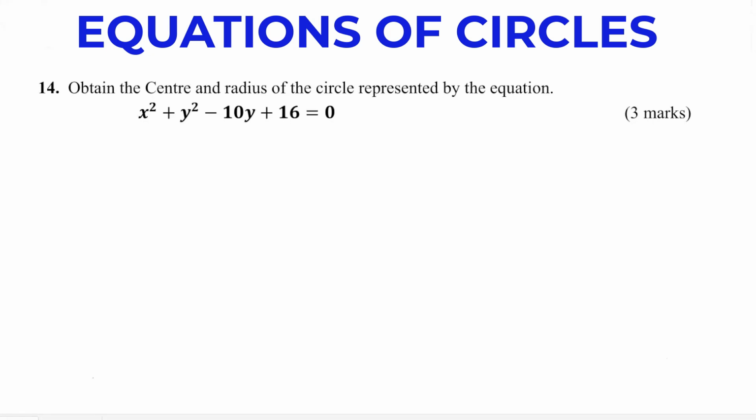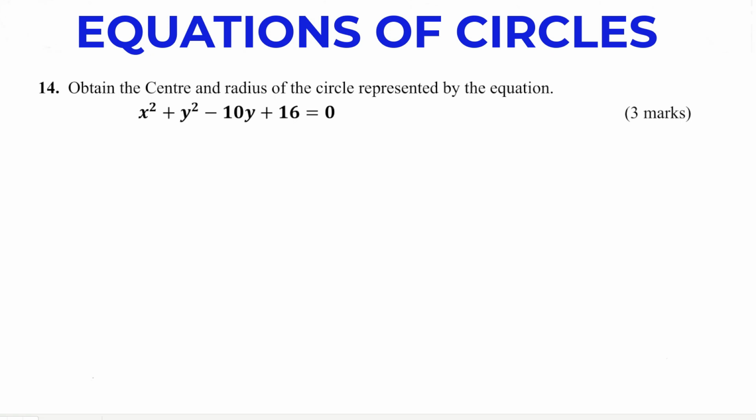Obtain the center and the radius of the circle represented by the equation x squared plus y squared minus 10y plus 16 is equal to 0. Now to obtain the center and the radius of this circle given by the equation, we are going to complete the squares that are not complete first.